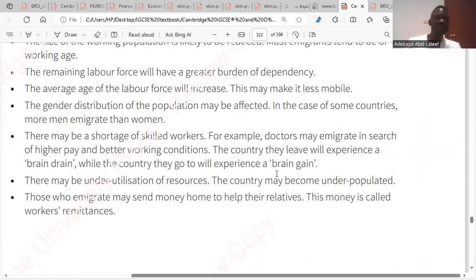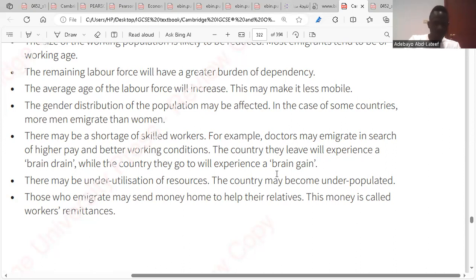For example, doctors will emigrate in search of higher pay and better working conditions. In Nigeria, they said a lot of Nigerian doctors have left. Large numbers of Nigerian doctors are in America. Large numbers of Nigerian teachers are in the UK. So Nigeria starts losing skilled workers to European countries and the Western world, foreign countries. That is the point. Is it clear?